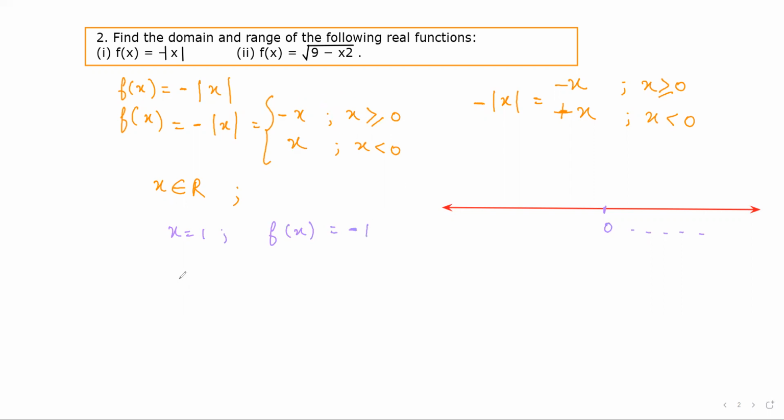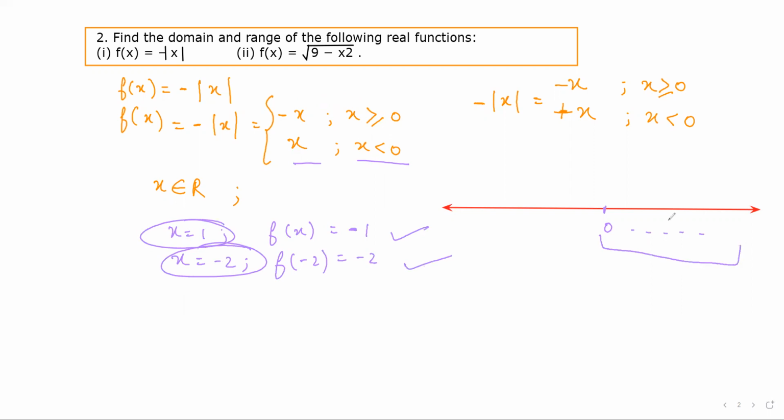Minus x, not 1. If x is negative, say minus 2, then f of x is as it is. F of minus 2 will be equal to minus 2 itself. So for a positive value, you're getting a negative value. For a negative value, you're getting a positive value. For all these values, your value is minus of x. That means for each of these values, you'll get a negative value. For 0, you'll get a 0.